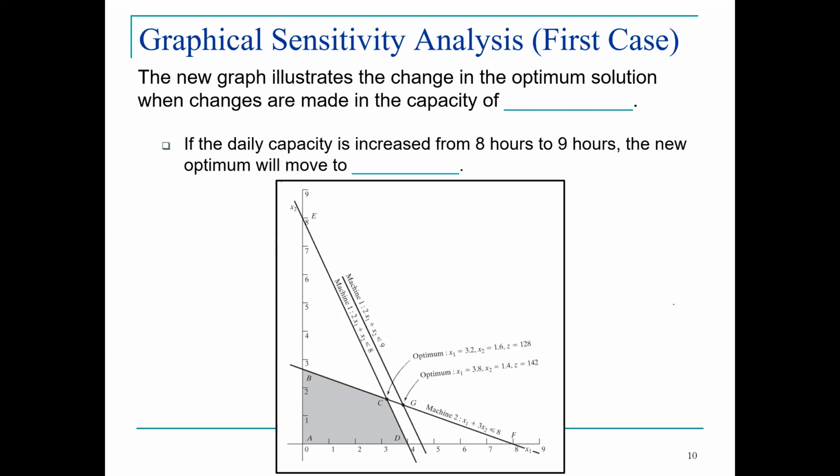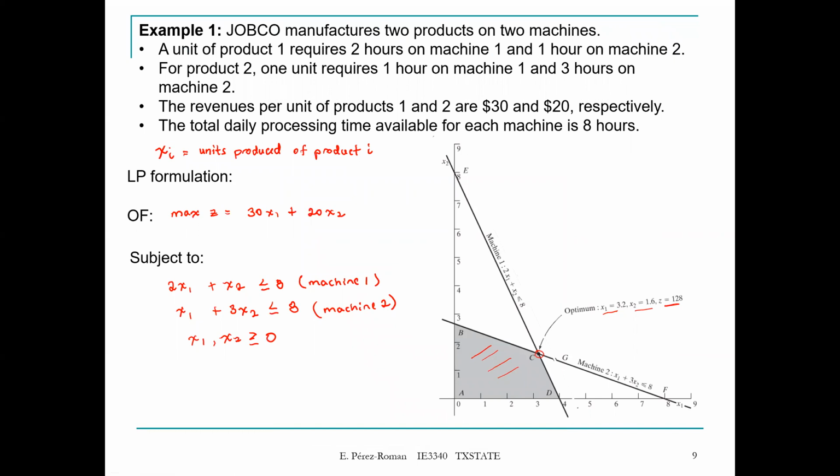The new graphs illustrate the change in the optimal solution when changes are made in the capacity of machine 1. So for example, if we increase the right-hand side of the first constraint by 1 unit, that line is going to move towards the right. Okay, so if you draw, let me go back here. You find the isoprofit line for this, it will look something like this. So the isoprofit line will be like this. And that's how you identify this point C. So if you move that line in this direction, the last point that that line is going to touch is point C.